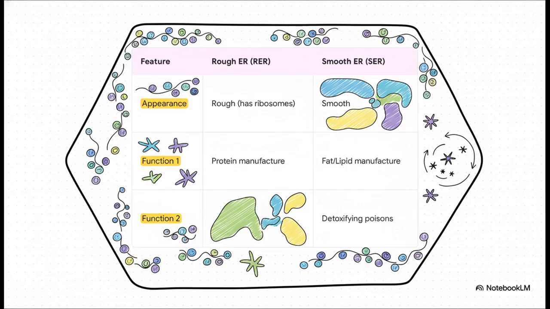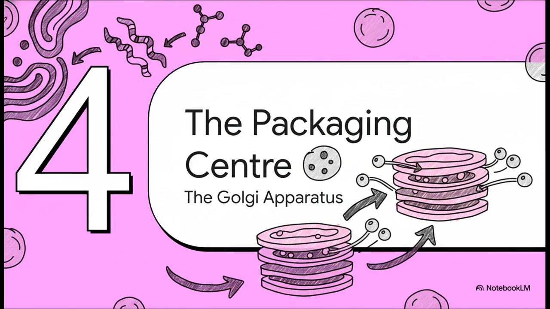Then we have the smooth ER, or SER. It's smooth because it does not have ribosomes on its surface. Its job is to manufacture fats, or lipids, and it also plays a very critical role in detoxifying poisons, especially in our liver cells. Okay, so the ER has manufactured proteins and lipids, but what happens next? They can't just be left floating around. They need to be processed properly and sent to the correct place. This is where the Golgi apparatus comes in.